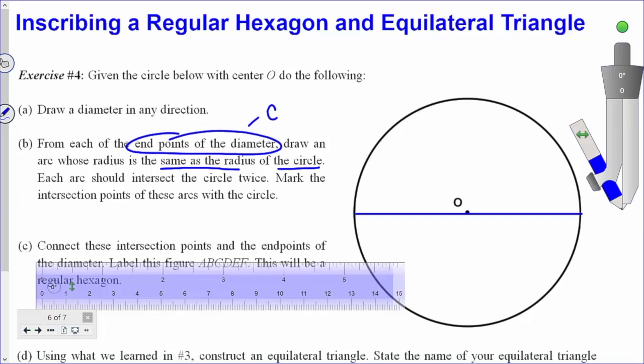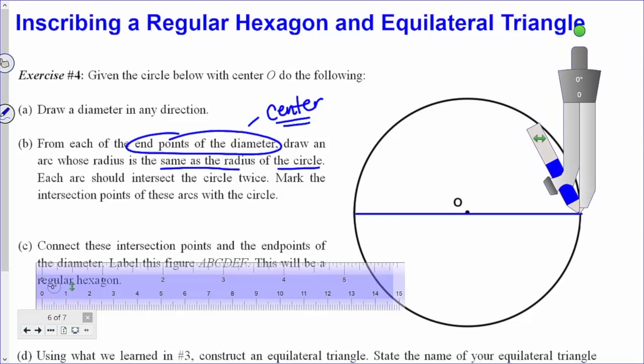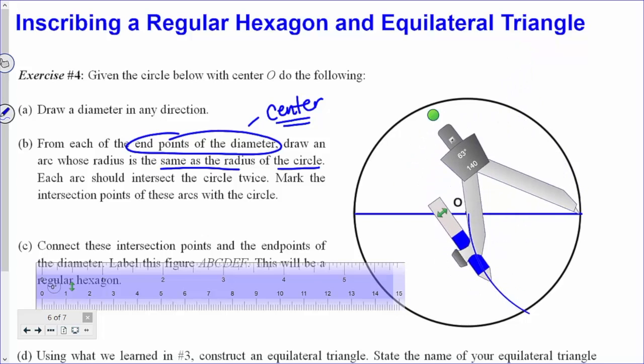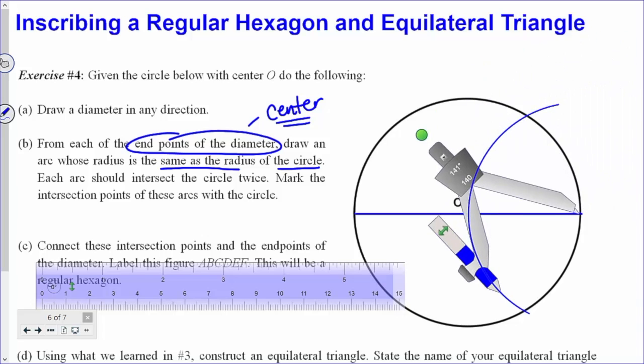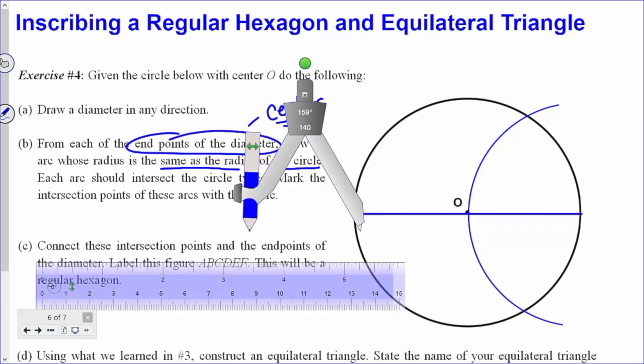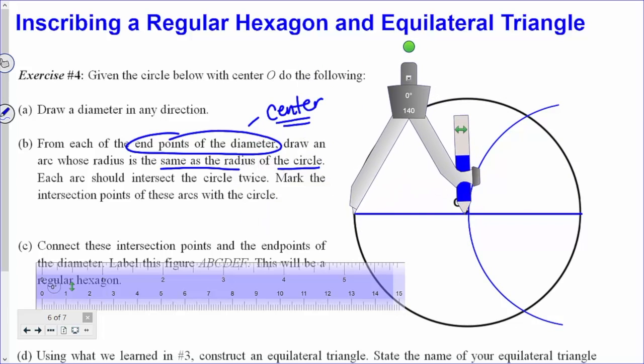Okay? So this is where my center is going to be. All right, so let's do that. Let's take my compass, put its center at one of those two ends, stretch out the actual radius so it's the same as the radius of this circle, and draw an arc. Okay? Now what I really care about is where that arc is intersecting the circle.